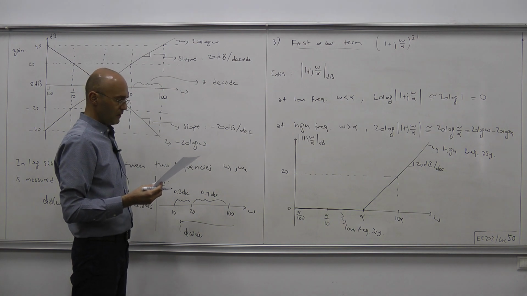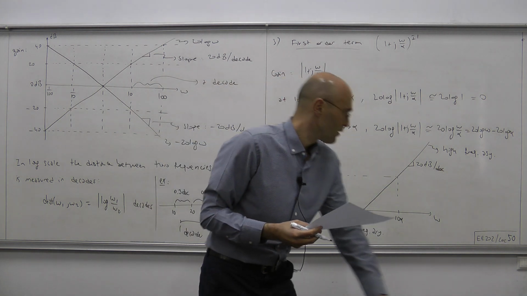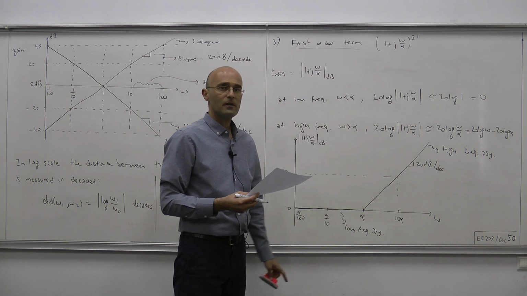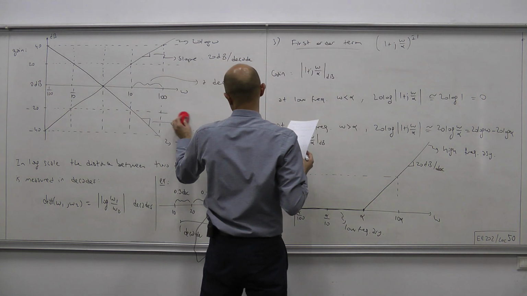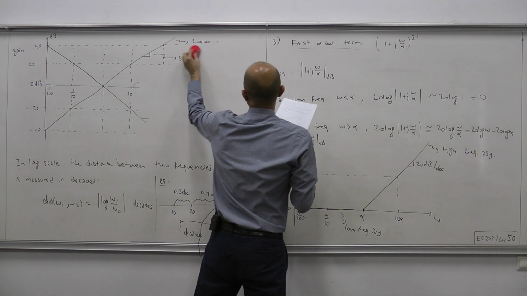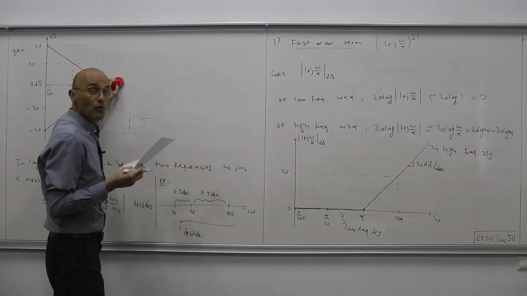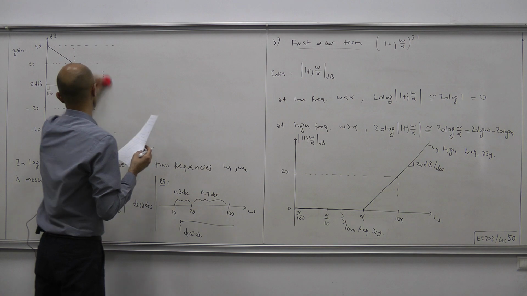Now let's also talk about the actual curve. These two lines, or half lines, were just approximations. And the question, of course, is how good is that approximation?